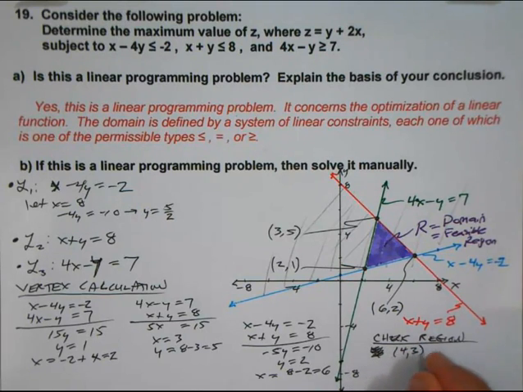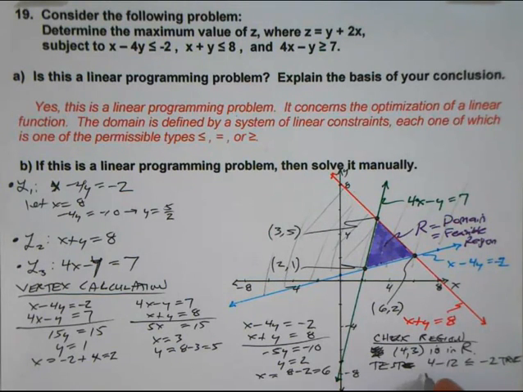4, 3 is in R. And so now let's test matters out. Let's substitute this point into all of the original 3 inequalities and see what the verdict is. In the first one, we have x minus 4y. That would be 4 minus 4 times 3. Is that less than or equal to negative 2? Well, this is negative 8, less than negative 2. True.